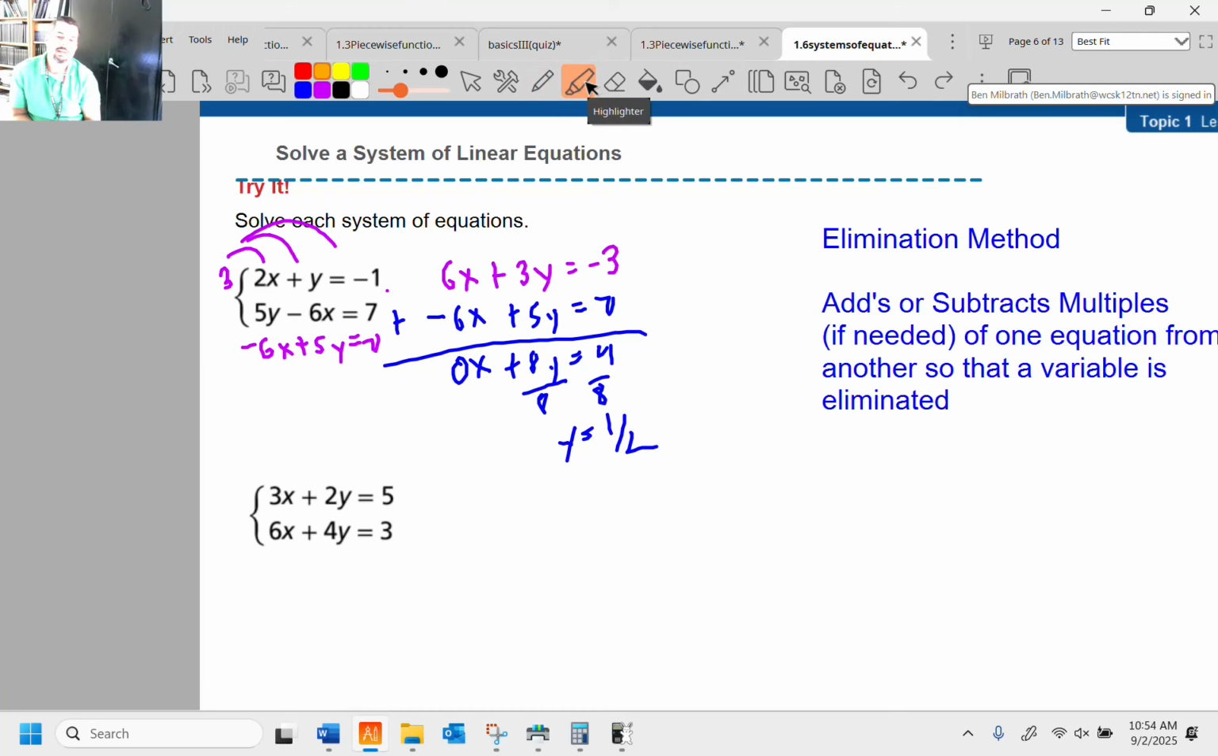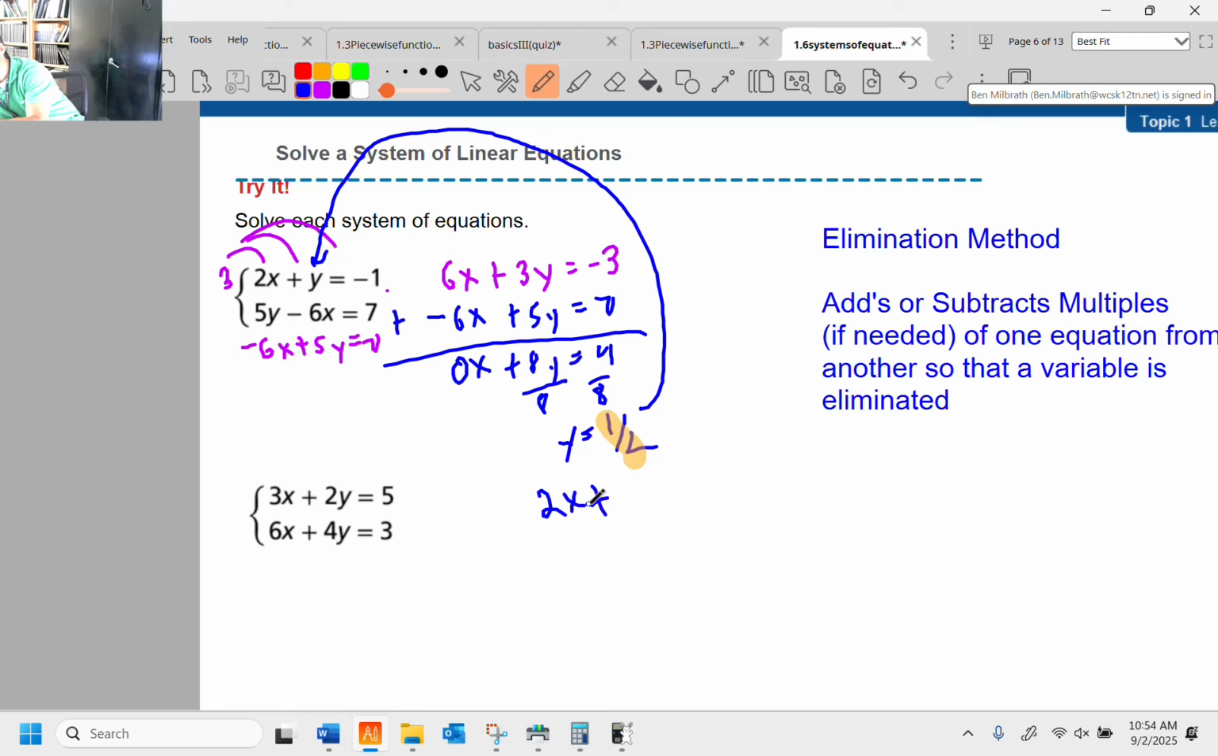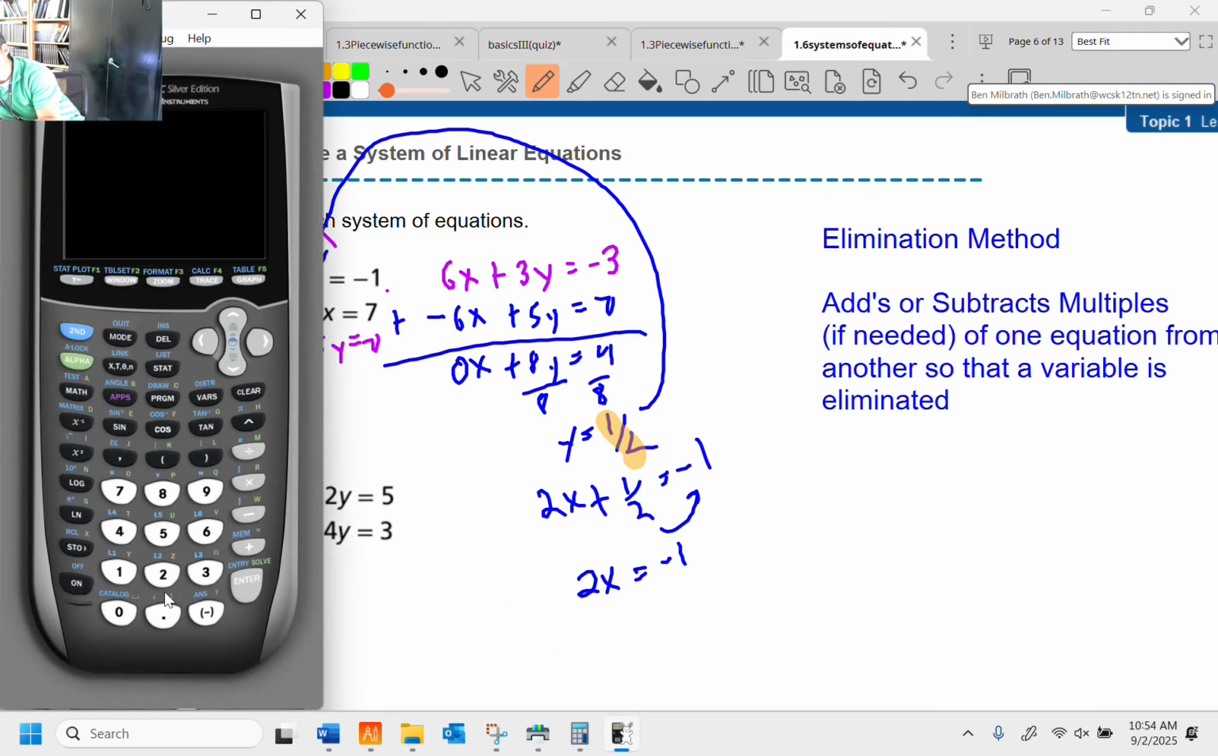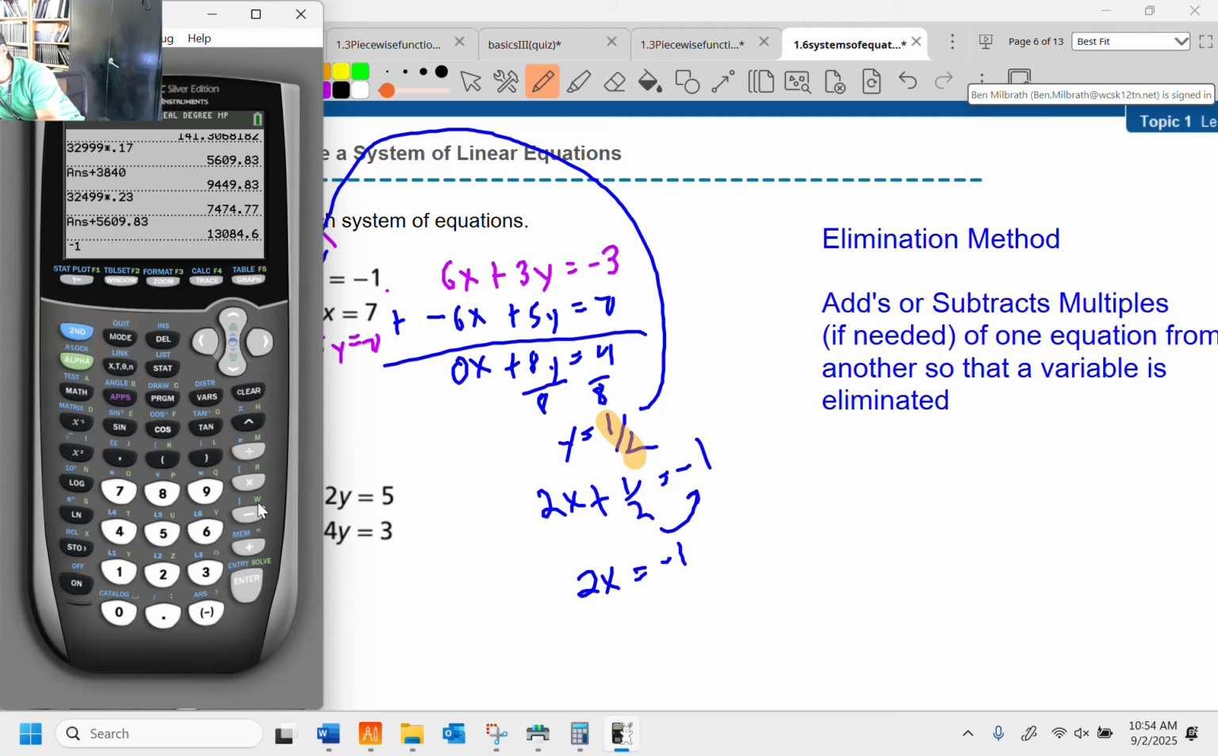Now I get to go back and use the substitution property. I'm going to plug that into an existing equation, and the easiest one to plug into is probably this one right here. So 2x plus y, which has a value of a half, must be negative 1. I'm going to subtract a half from 1, and I shouldn't have to do this, but kids don't believe me when I do math in my head. Negative 1 minus a half, back as a fraction, is negative 3/2.